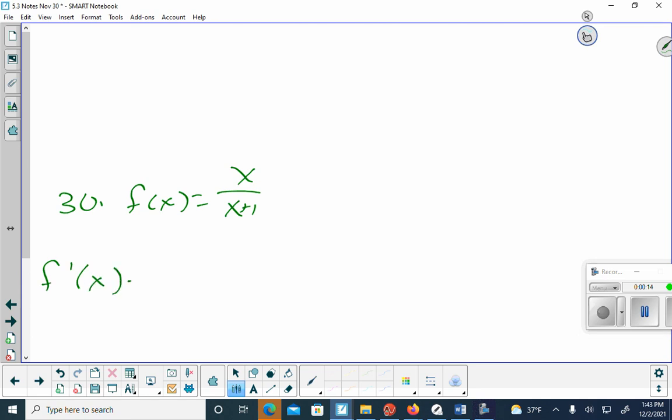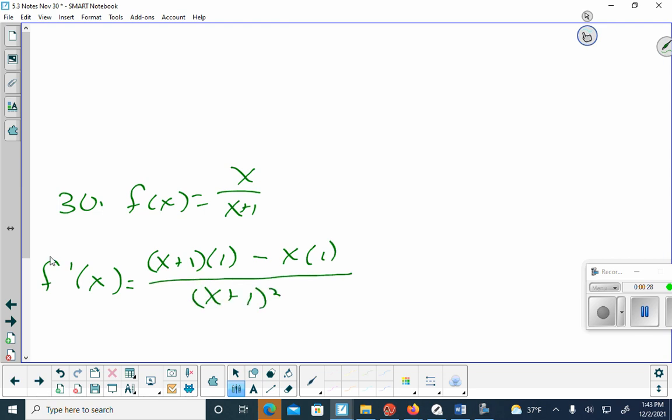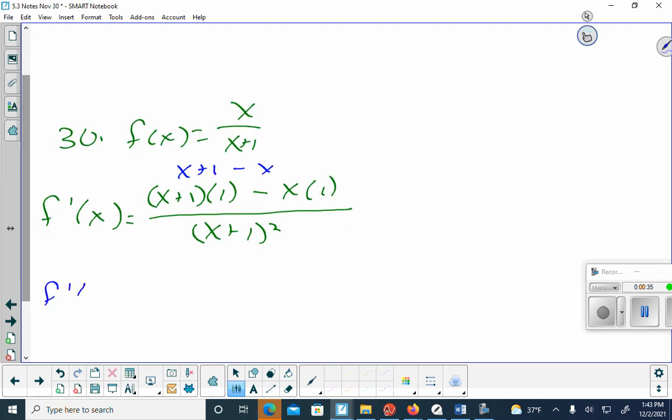Set it equal to 0. So I'm going to leave my denominator alone, take the derivative of my numerator, minus, leave my numerator alone, take the derivative of my denominator, all over my denominator squared. So when I do this, this is x plus 1 minus x. So I'm going to end up with 1 over x plus 1 squared.